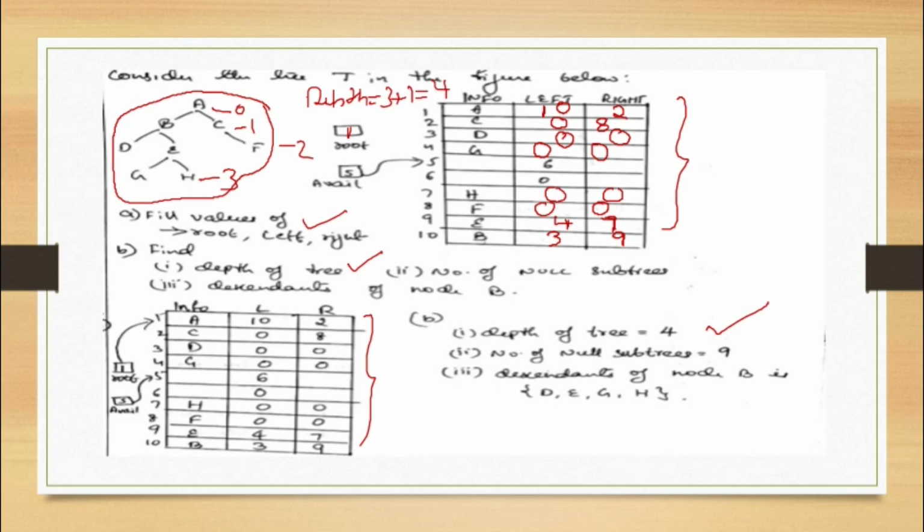Then the number of null subtrees. The number of null subtrees is, students, 9. If you count the number of zeros which I have marked here, it is 9.